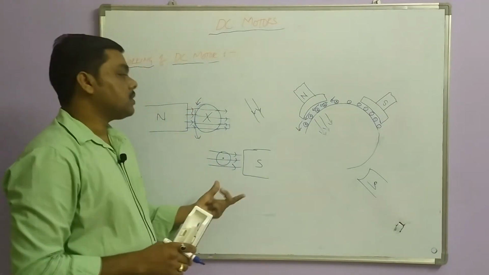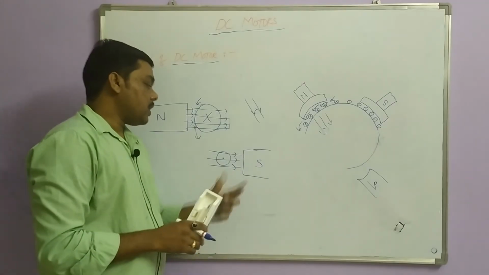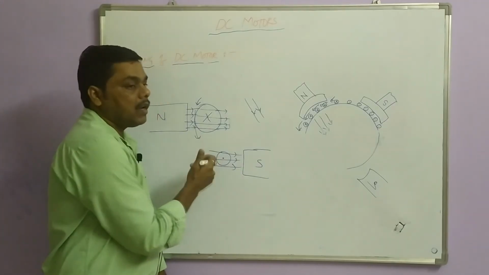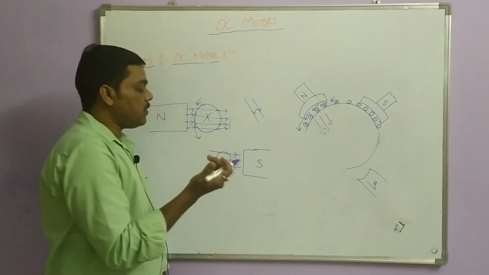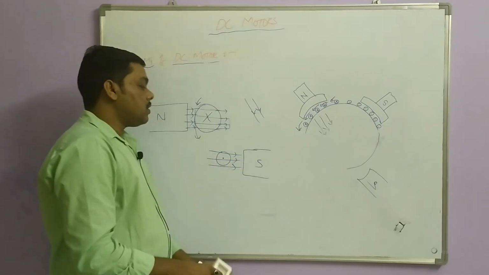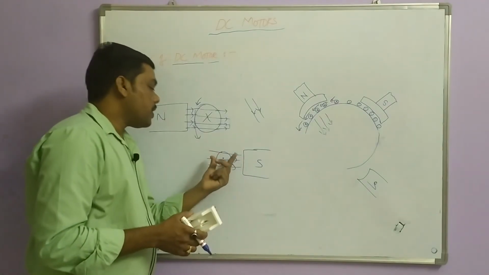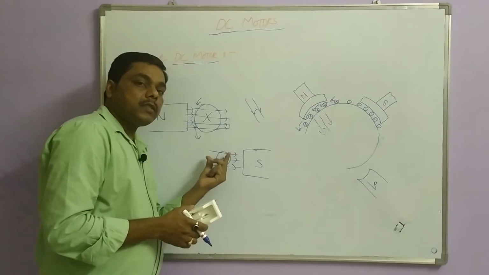So what happens here when you get the pole flux like this? Now this is the leaving current. The current is leaving from this section. Now in this section, what happens? The flux direction is like this and the current is leaving. Now what is the force effect on this conductor?